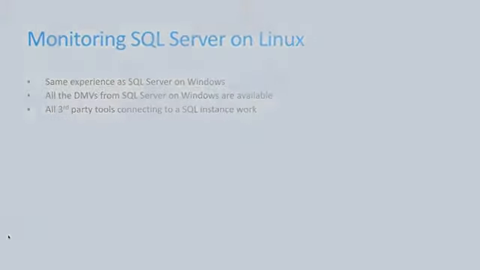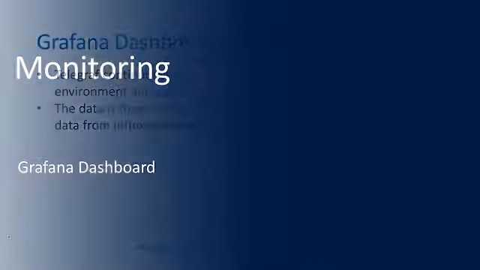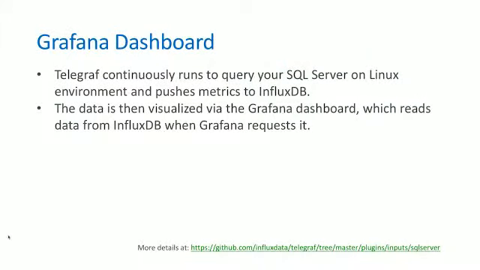So just a little bit more about what I just showed you. This Grafana dashboard depends on two other additional components besides Grafana itself, which is just a UI layer. Telegraf, which is an agent, is continuously querying the SQL Server on Linux environment, and is pushing these metrics into a time series database known as InfluxDB. The data is then just visualized by the Grafana dashboard, which reads the data from InfluxDB when Grafana requests it.